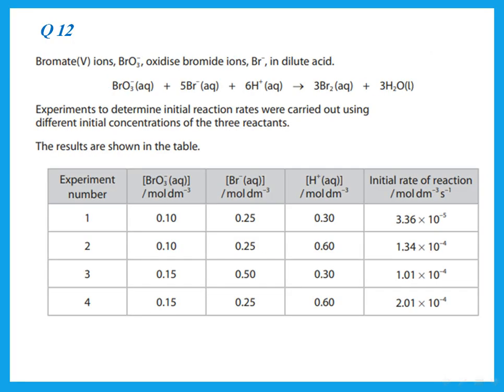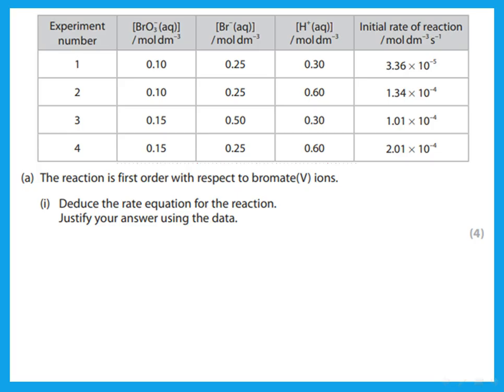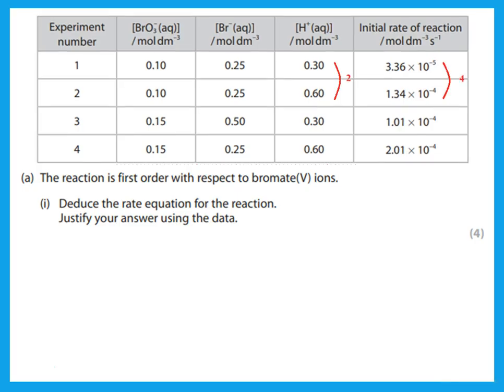Okay. The next question is talking about bromate ions reacting with bromide in acid, and he gives me a table of different experiments, and he says the reaction is first order with respect to bromate. Now deduce the rate equation. So of course, to get the rate equation, I have to determine the order with respect to bromide and the order with respect to H+. So let's take a look at this.